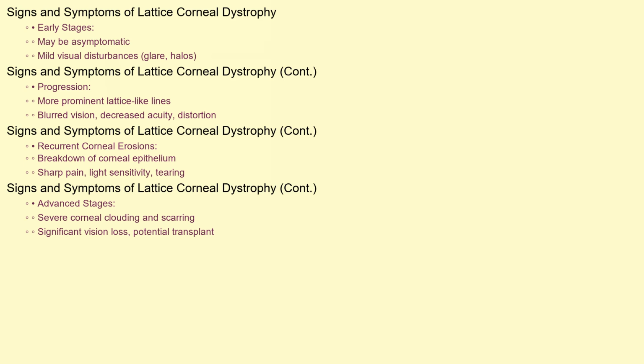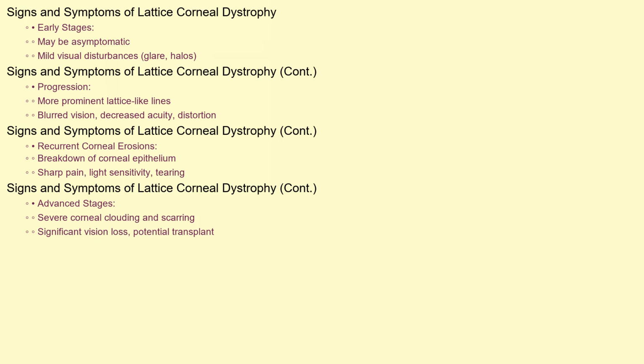Signs and symptoms: the symptoms of lattice corneal dystrophy can vary depending on the severity and stage of the disease. In the early stages, individuals may be asymptomatic or experience only mild visual disturbances, such as glare or halos around lights. As the disease progresses, the lattice-like lines become more prominent and can cause blurred vision, decreased visual acuity, and distortion of images.